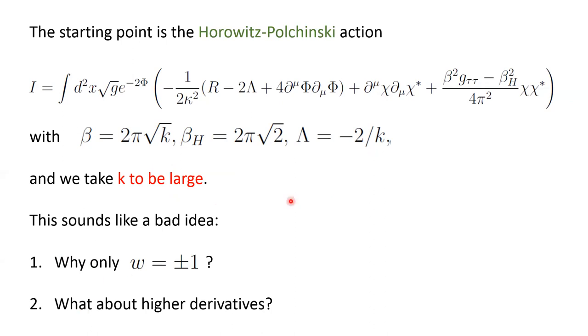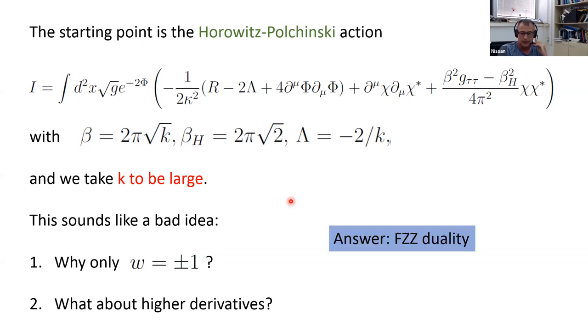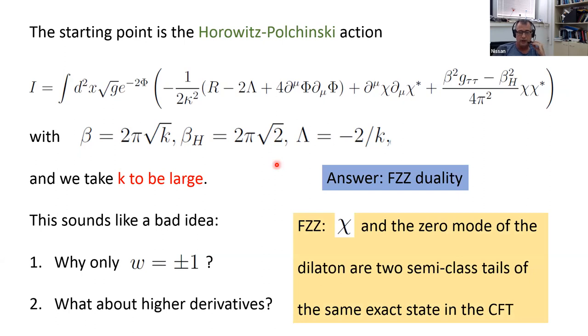Now, if I were to do this in a Schwarzschild black hole, then I would have nothing to say about that. But since we are working with the SL2 modeled by U1, the answer to both of these concerns is the FZZ duality. The FZZ duality tells us that the sky with winding number one and the zero mode of the gravity modes, which shifts the location of the tip of the cigar, are two semi-classical states of the exact state in the CFT. So it's not consistent to keep one without keeping the other.